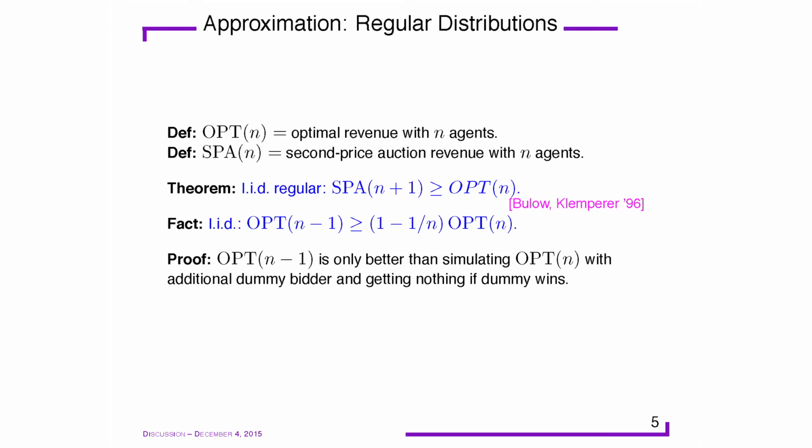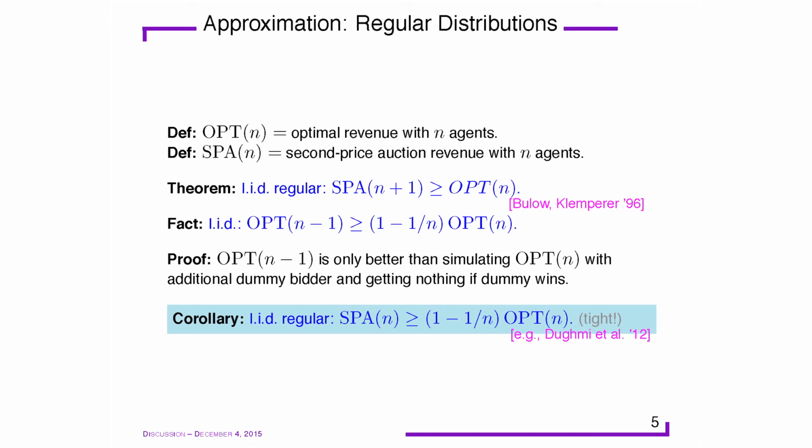Here's a fact about auctions. The optimal auction with n minus 1 agents has at least a 1 minus 1 over n fraction of the revenue of the optimal auction for n agents, meaning if you lose an agent, you lose at most a 1 over n fraction of your revenue. How do you argue that fact? It's actually really easy. Opt of n minus 1 always does better than the following other auction: simulate the optimal auction with n players by adding a dummy player who you didn't really have. Now, if the dummy happens to win, and since they're IID this happens with probability 1 over n, throw out the dummy, and you lose a 1 over n fraction of your revenue. That's the proof. Combine these two things together, and you get this theorem, which is exactly the curve I gave you on the previous slide. So that's regularity.